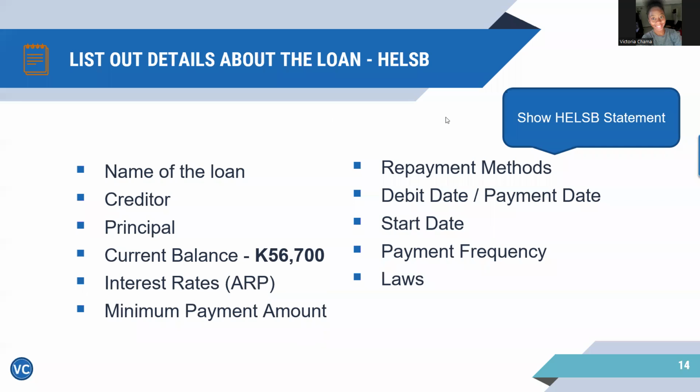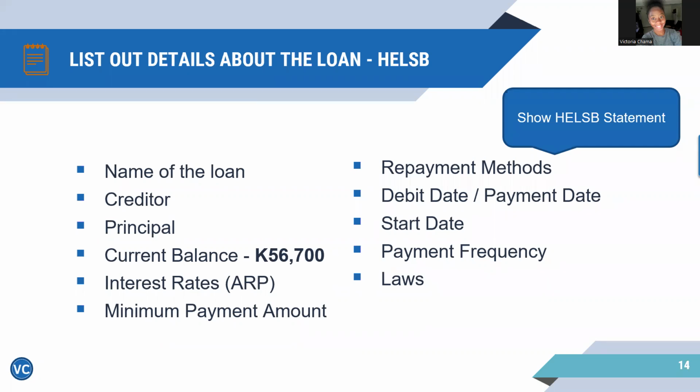Then we have repayment methods. Also find out what repayment methods are available to you. So when we look at repayment methods, you are going to ask your creditor questions like, how do I pay off this money? Do you allow lump sums? Do you allow multiple payments in the month? Or can I pay it off at once? Can I pay it off in chunks? All these questions will come under your repayment methods.